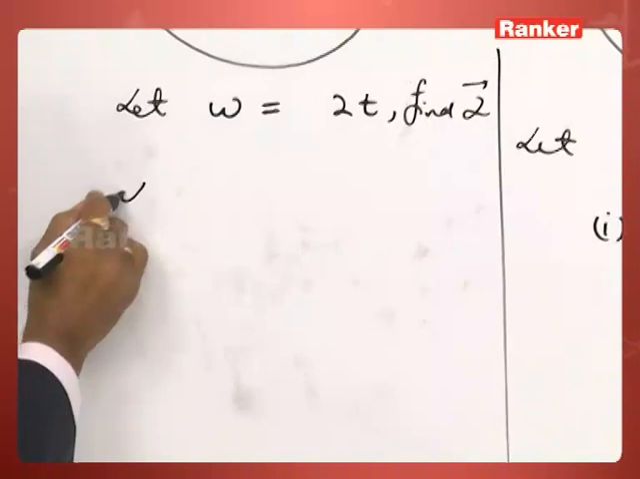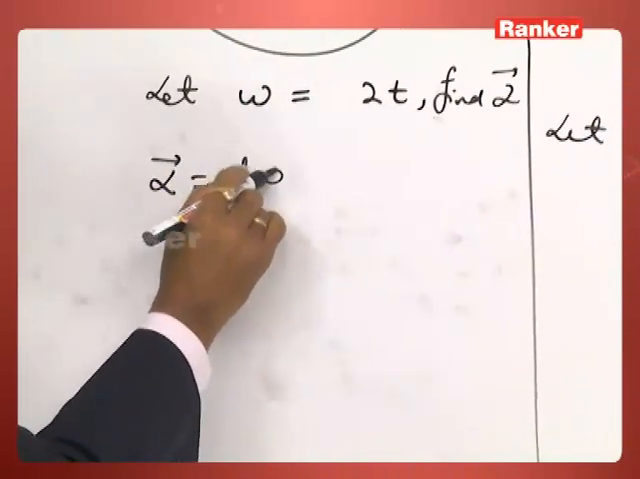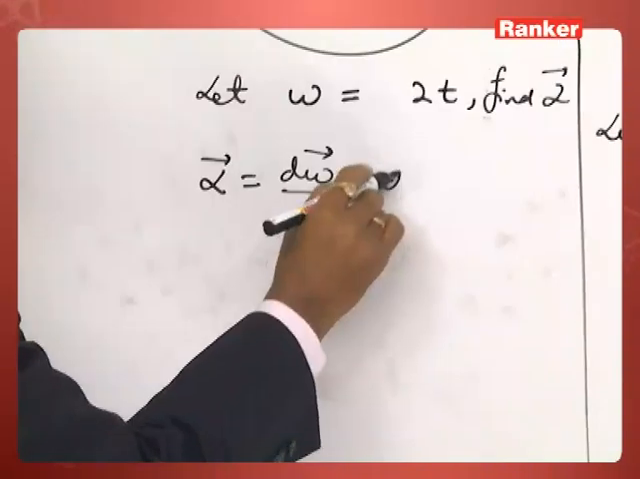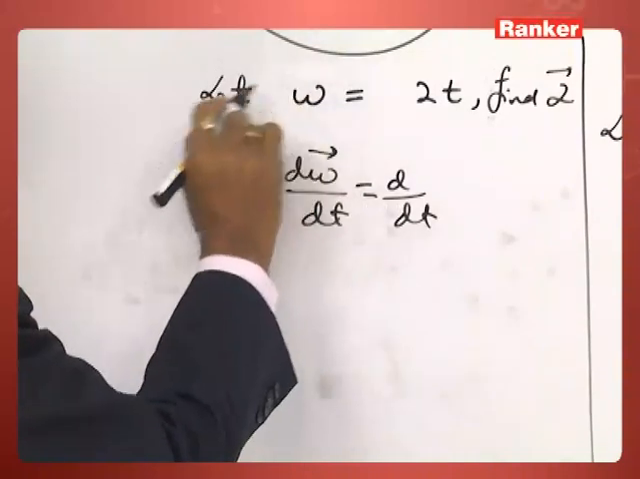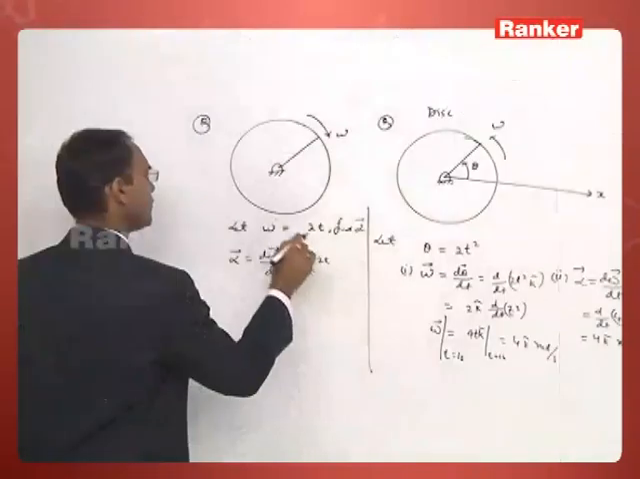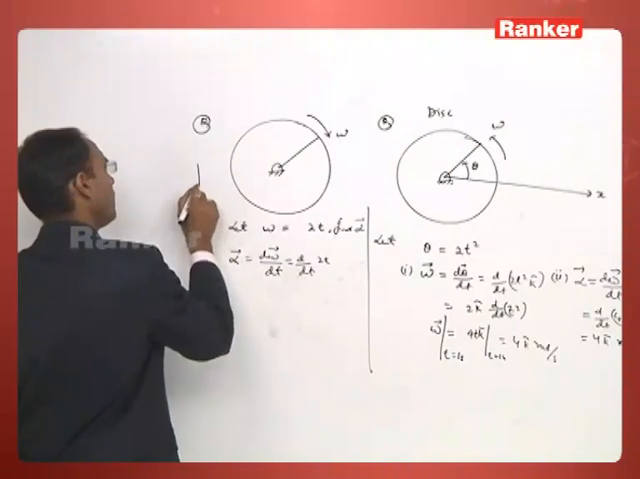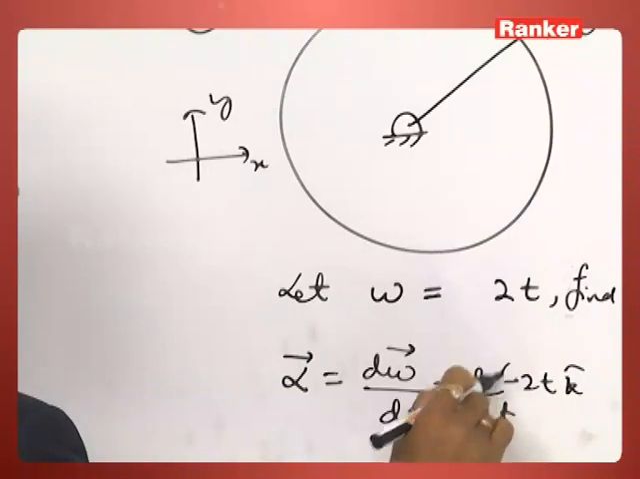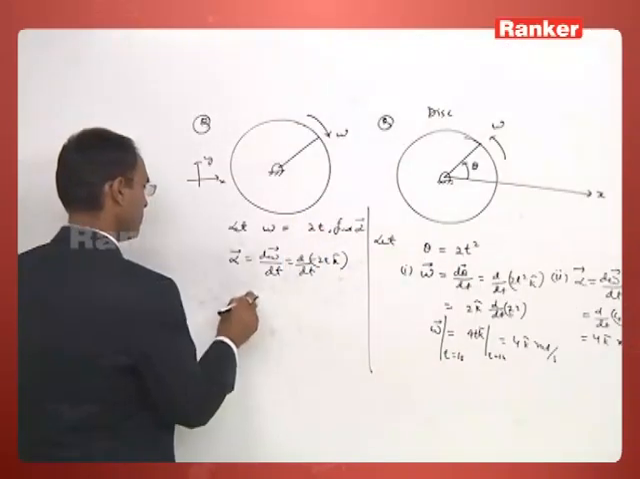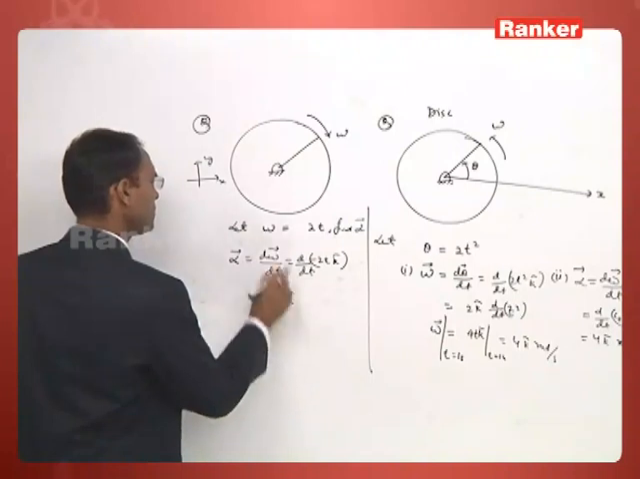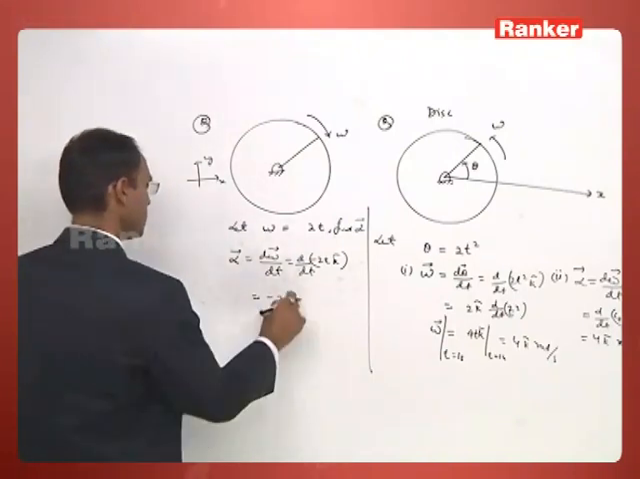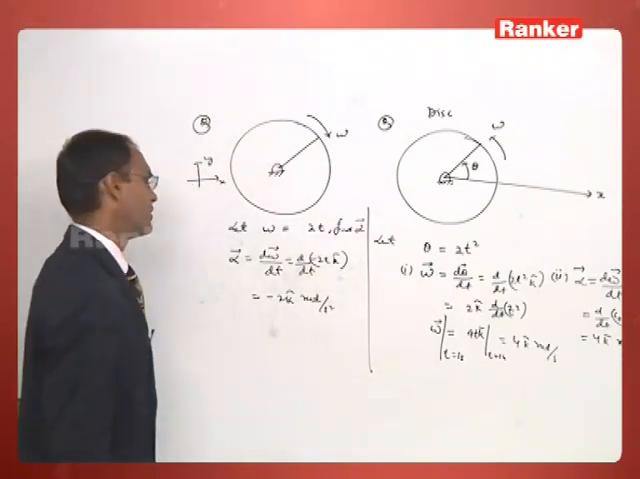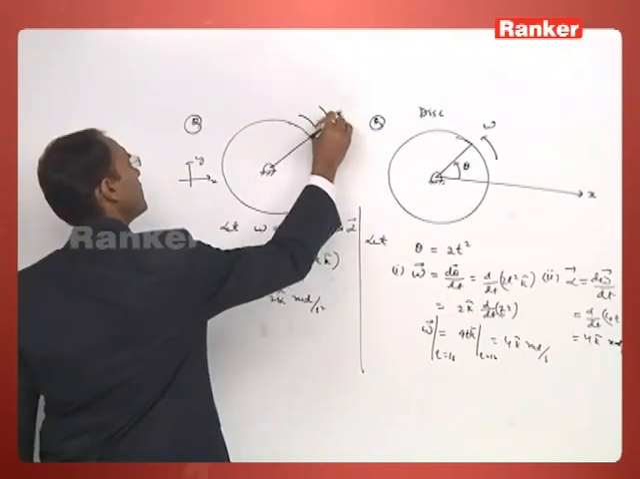Our basic formula is alpha is equal to d omega by dt in vectorial form. d upon dt, omega vector is equal to how much? 2t. In which direction? If you take this x direction, this y direction, this will be negative z direction or minus k cap. Take minus 2 k cap out, you are getting a constant quantity, radian per second square. So the alpha will be in same direction.